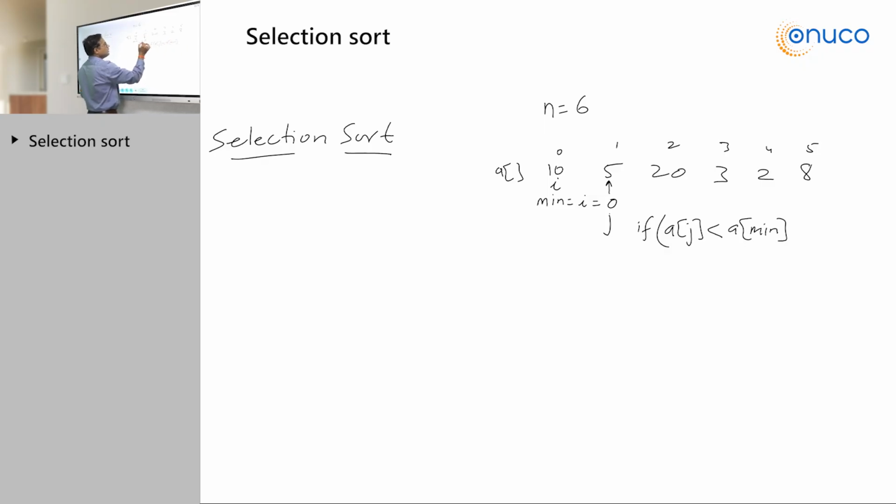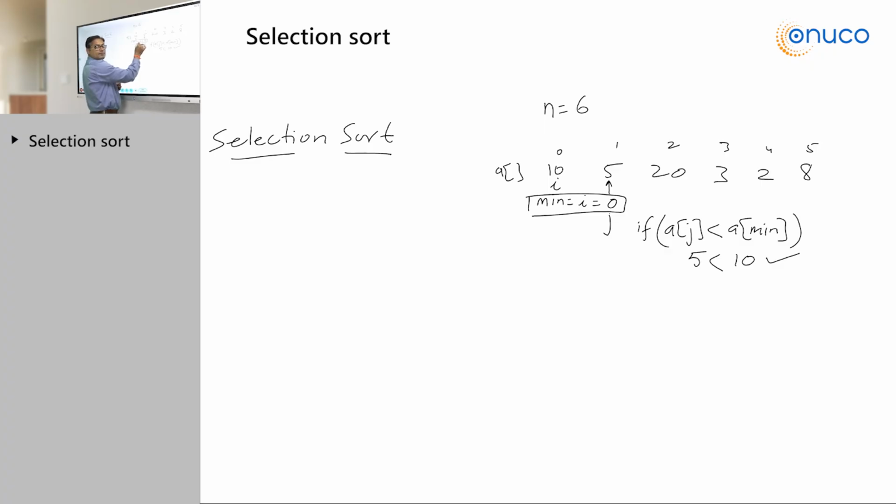Now you can see that a of j means, j is here, I plus 1, the next element. So it is 1. A of 1, what is the value? 5. Is it lesser than a of min? Min initial index I said was 0. So a of 0 is 10. Is 5 lesser than 10? Yes, it is true. In that case, you write the new min value.